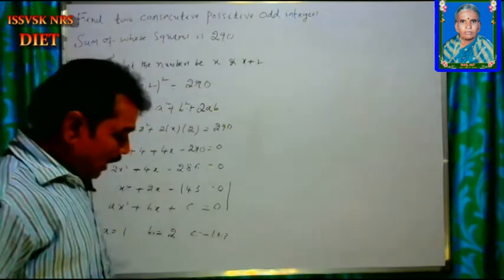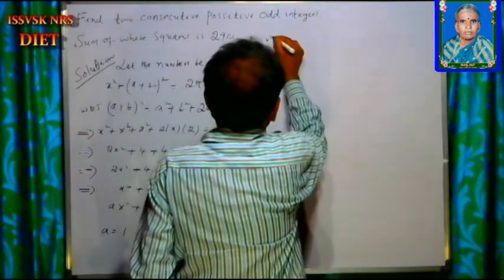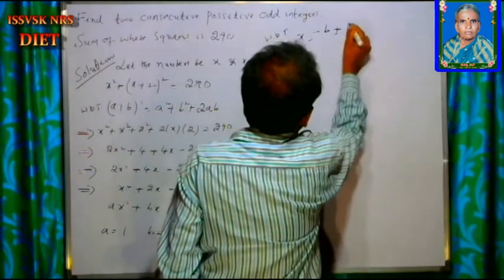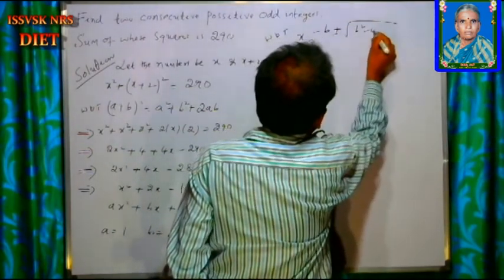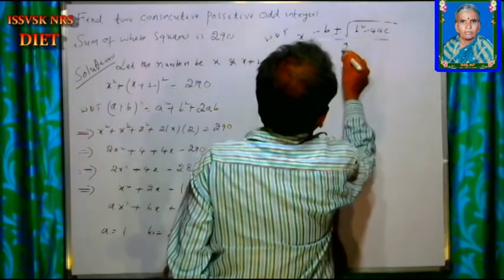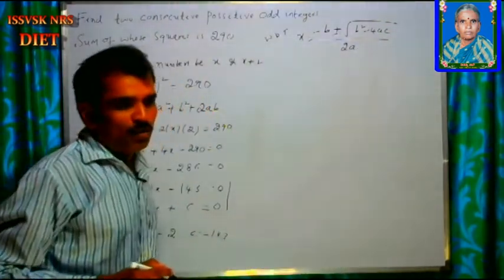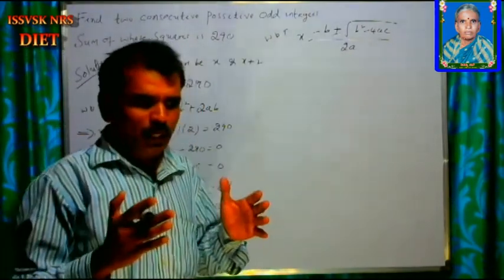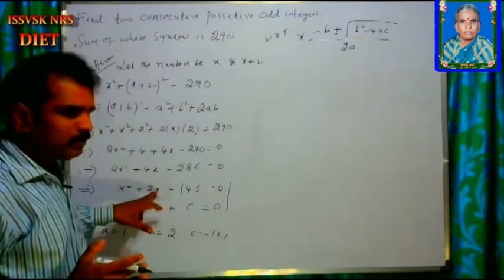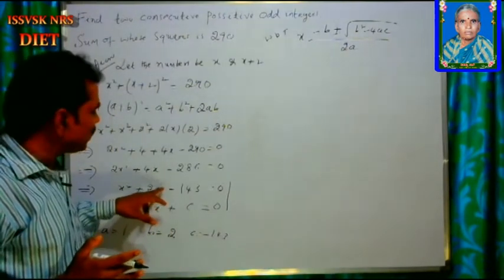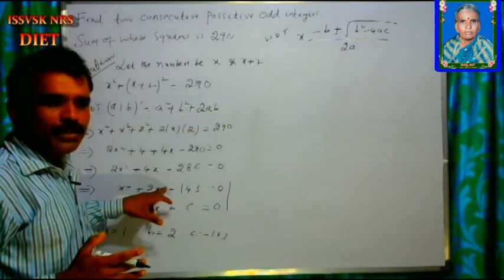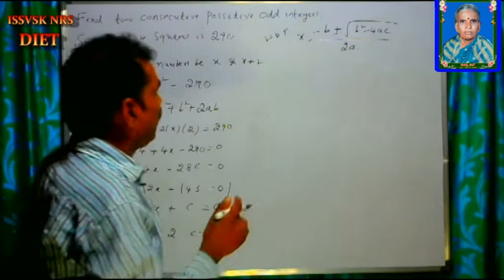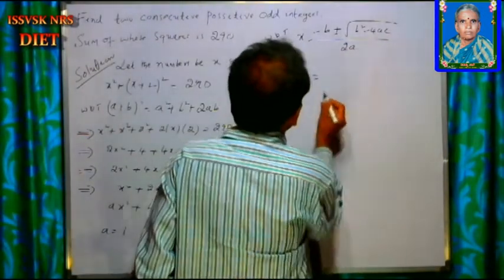We know that x is equal to minus b plus or minus root of b square minus 4ac, divided by 2a. This is the quadratic formula. By using this quadratic formula, we can find out the roots of this quadratic equation, in other words, the zeros, or the values of x. Let us substitute the values of a, b and c.